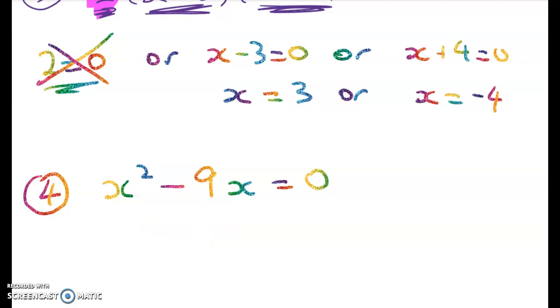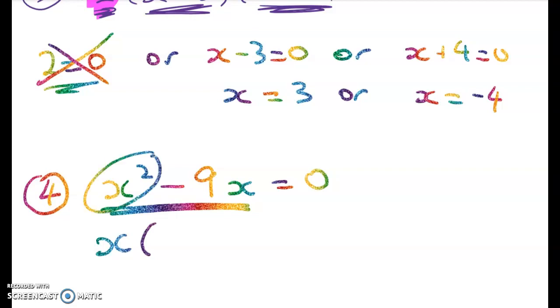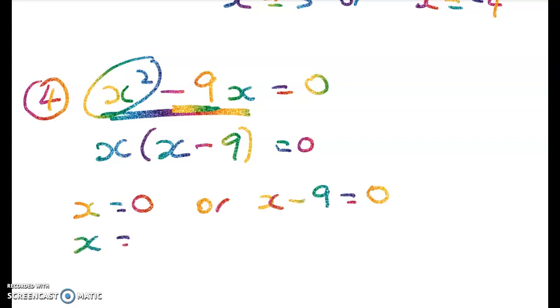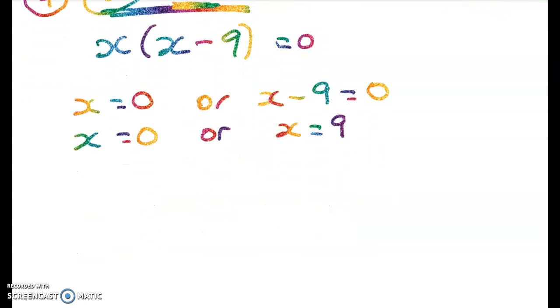So factorizing means that I can see I've got a common factor in here of x. So x times what will give me x squared? x times x. x times 9 will give me 9x. So we have x times x minus 9 is equal to 0. So either x equals 0 or x minus 9 equals 0, so x equals 0 or x equals 9.